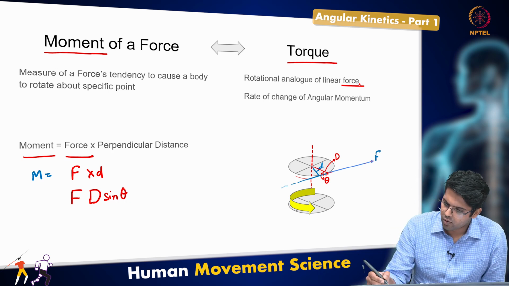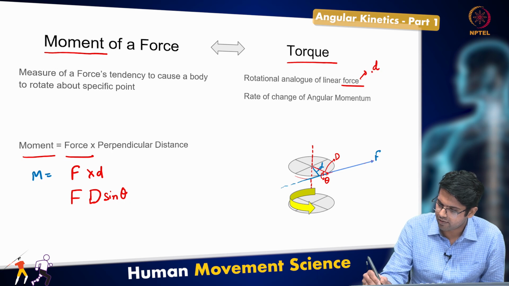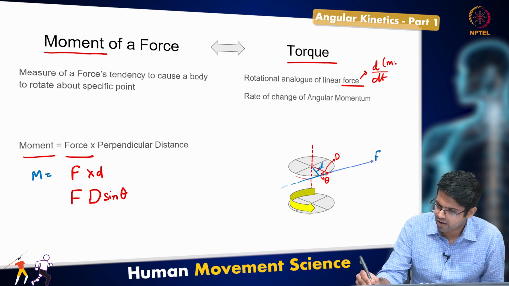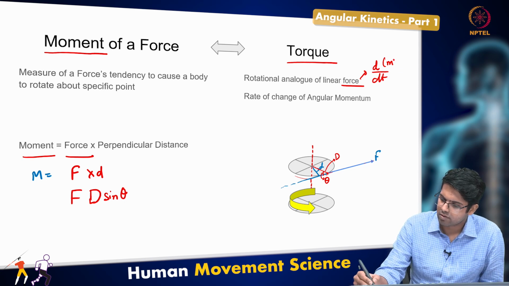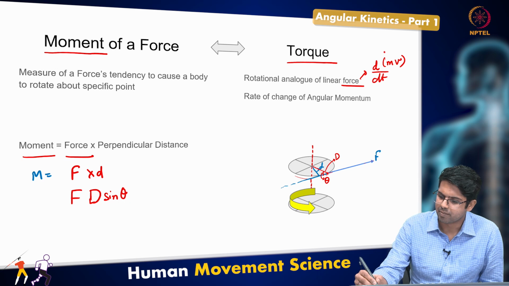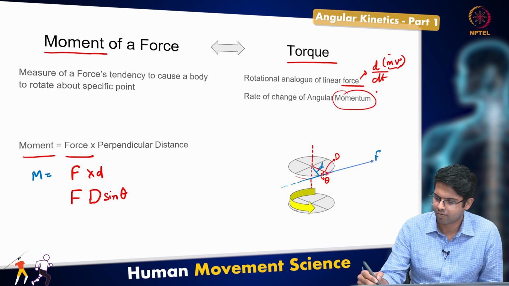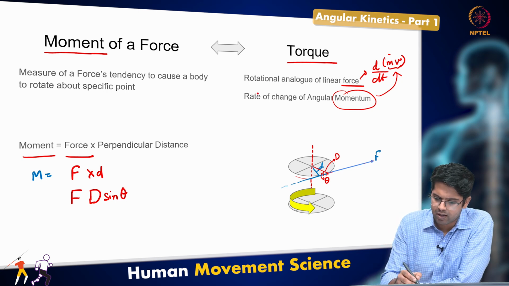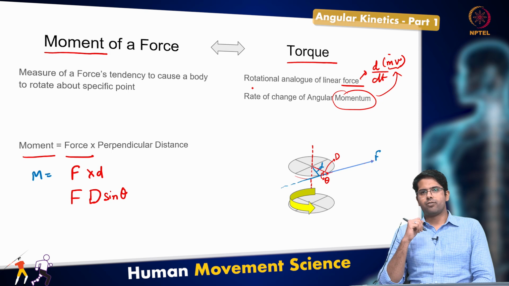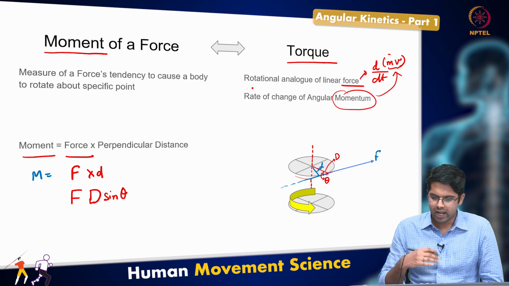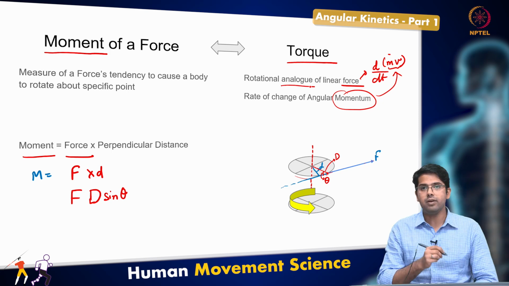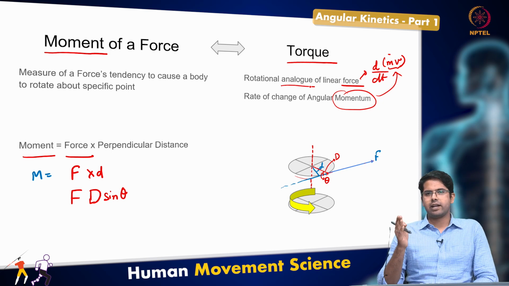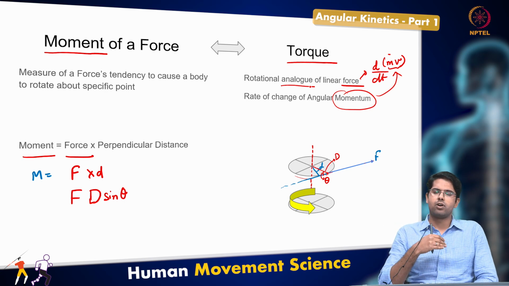So force was the time derivative of momentum, right? Same way, torque is the rotational analog of force. What does that mean? Analog means that it is the rotational equivalent of force in the linear system.